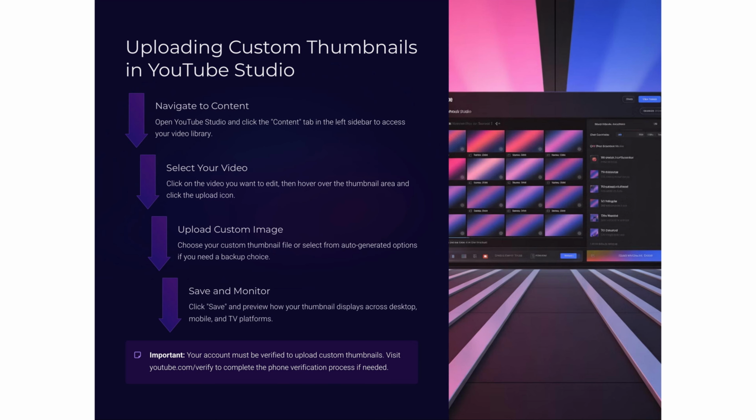Open YouTube Studio, click Content to access your video library. Select the video, hover over the thumbnail, and click the upload icon. Choose your custom image or an auto-generated option. Click Save and preview on all platforms.